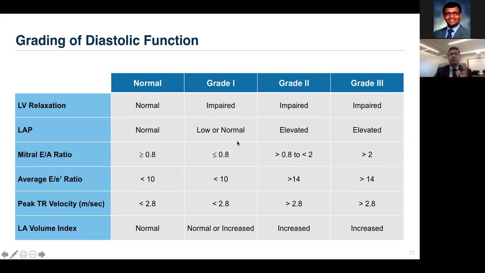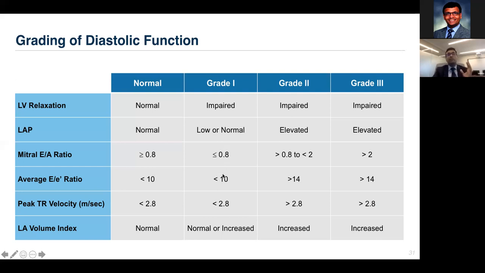Majority of the times it will be normal if it is lower than 0.8. And if it's elevated more than 2, then it's a grade 3. In fact, this is very simple. If the transmitral filling pattern in a patient who has got systolic dysfunction, and you're trying to grade the diastolic dysfunction, and the E by A ratio is more than 2, the job is done. This is elevated filling pressure, it's grade 3 diastolic dysfunction. And if the ratio is less than 0.8, majority of the time, it will be grade 1, except in certain situations.